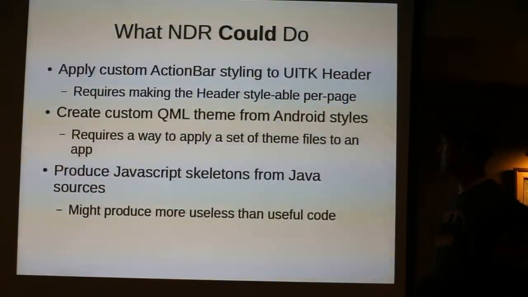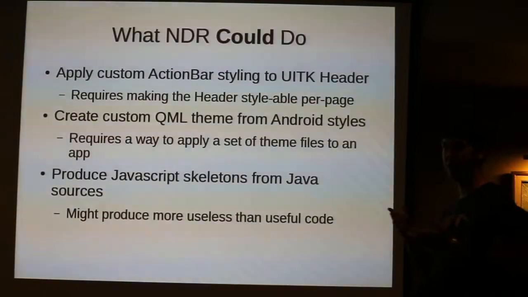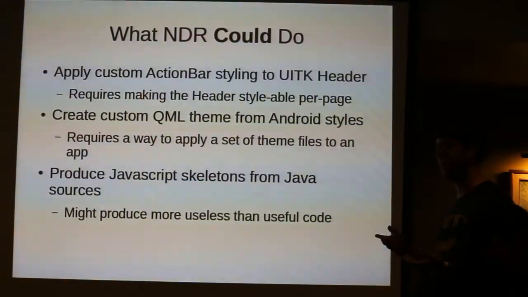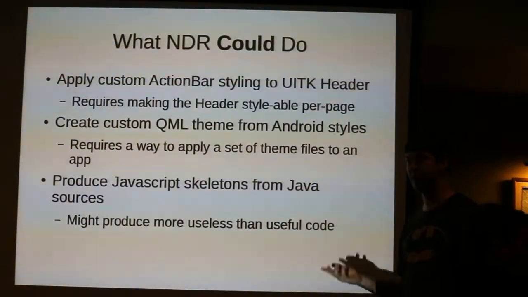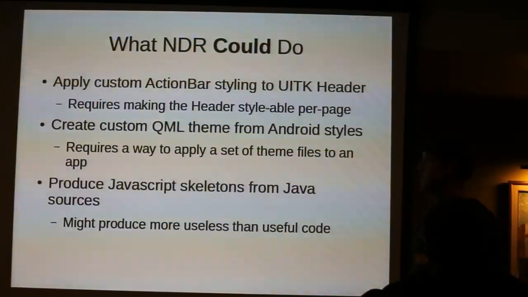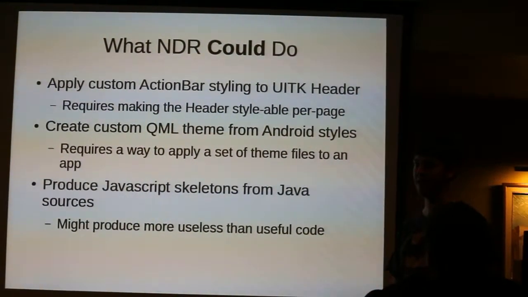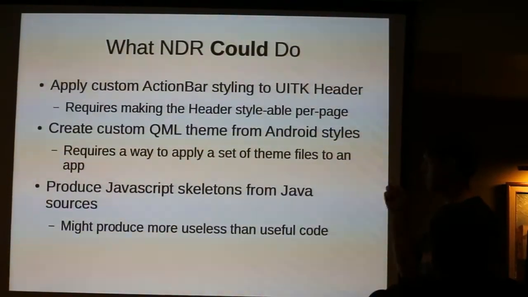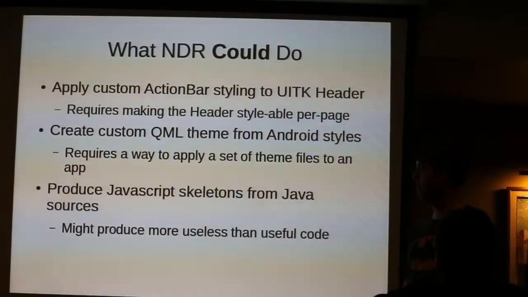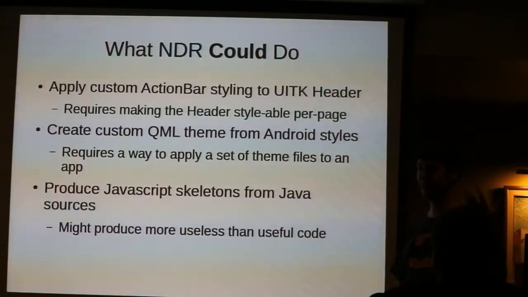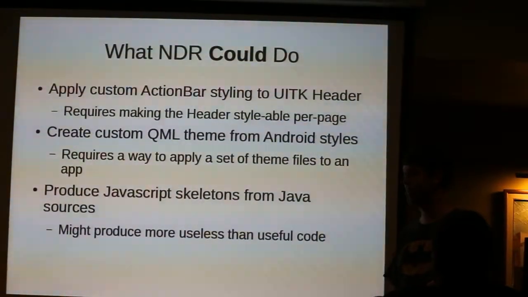files. Some things that you could possibly do going forward. In Android, you've got the action bar, which is their header equivalent, and you can style that. A lot of apps do that. We could potentially do that. I can extract that information with NDR. I just need some API changes to the header to be able to intelligently set that per page the way Android apps do. We could create custom themes based on the styles in the Android app. I need a way to apply a set of theme files to an app. There may be a way to do that already, I just don't know about it yet.